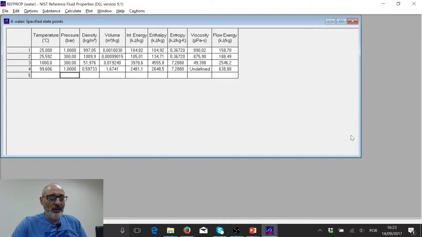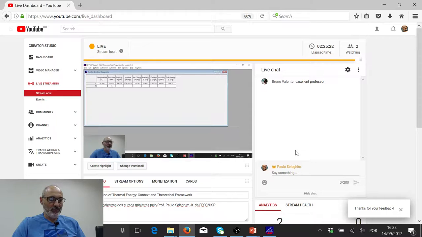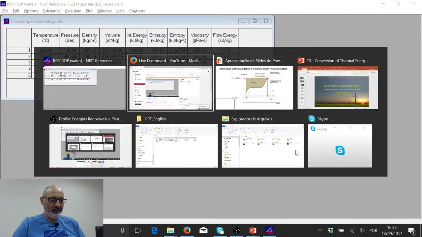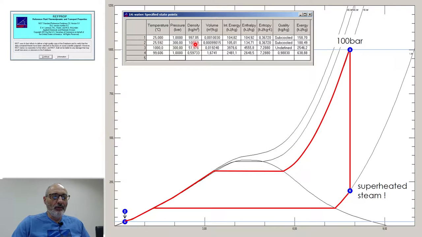Does anyone have any doubts about this? Because that's the only occasion where I'm going to show you this. The other calculations, I'm just going to show you the results. I'm not going to show you how you can calculate this. Here are all calculations.